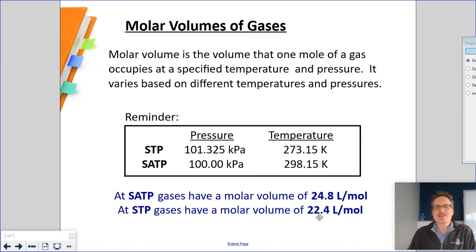You're kind of going to notice that there's kind of a trick here, right? 2 times 4 is 8, 2 times 2 is 4. However you want to remember these doesn't matter to me, but you must have them memorized so you can use them. 24.8, 22.4 liters per mole. Make sure that you put them into your brain.